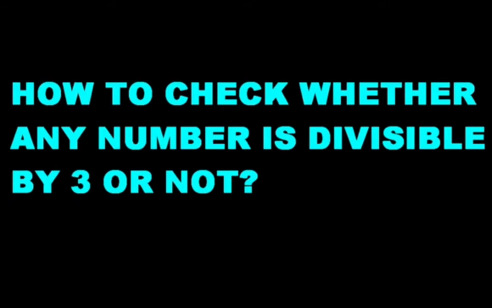In this video, let's learn how to check whether any number is divisible by 3 or not. So we have seen for 10, for 5, and for 2 in the previous videos. This is the time for the number 3. Let me explain this with an example. Suppose you have the number 103.